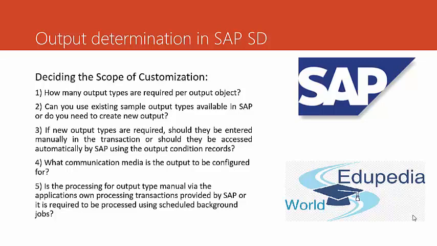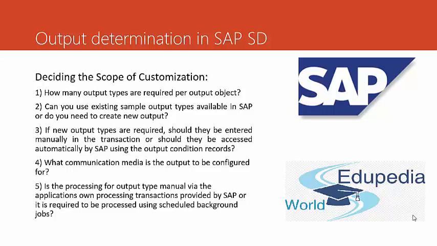If new output types are required, should they be entered manually in the transaction, or should they be accessed automatically by SAP using the output condition records? The answer to this question decides whether you need to have an access sequence. In the former case, it does not need an access sequence, whereas in the latter case it does.